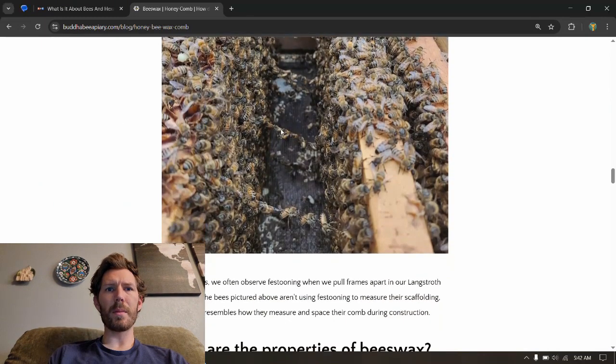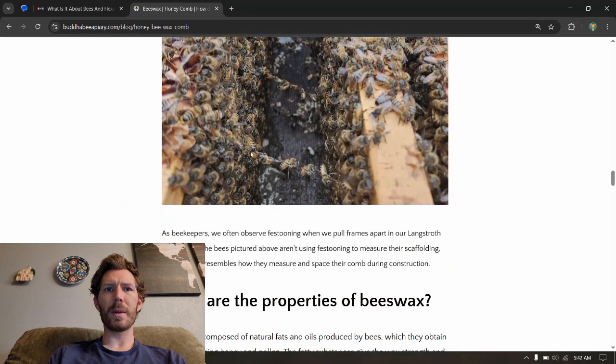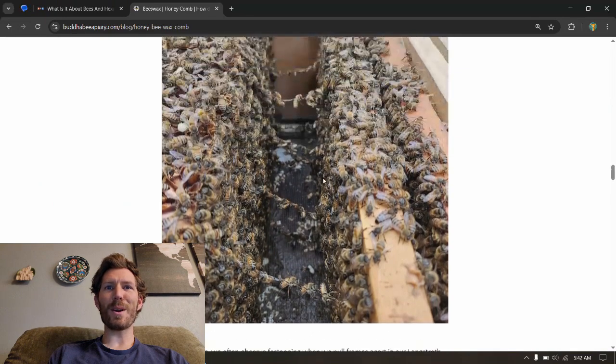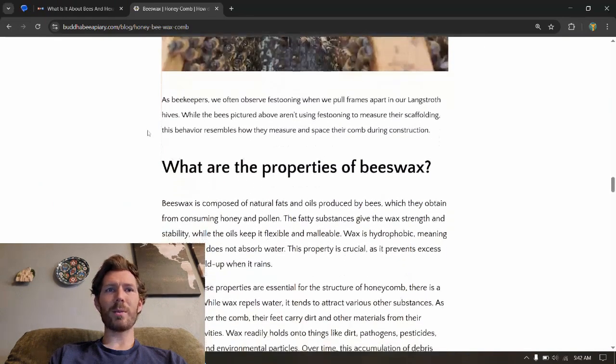These bees right here are measuring the distance between the spaces by festooning. They're hanging in a chain. Look at that. This is one, two, three, four bee lengths across. What the heck? Bees are freaking wild, man.